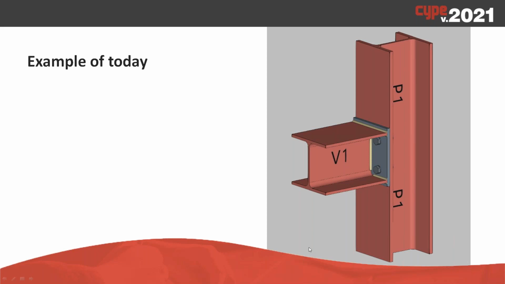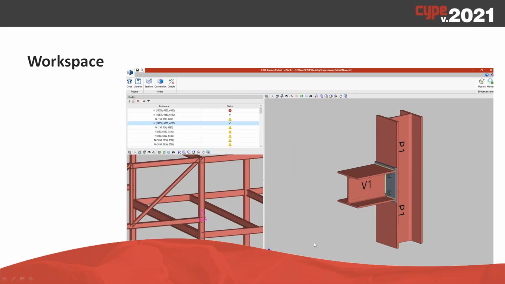And in advance, we can see here the workspace that we will work with. We have, for example, for our program, a list of nodes. We will see also a 3D view of the main structure. And we will have a detail of the node that we are working on.